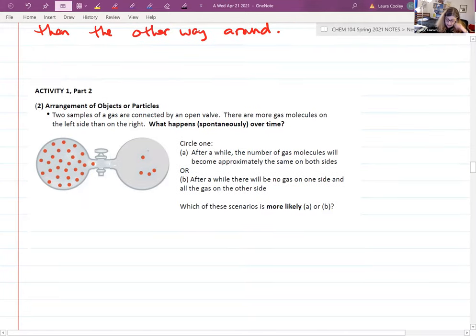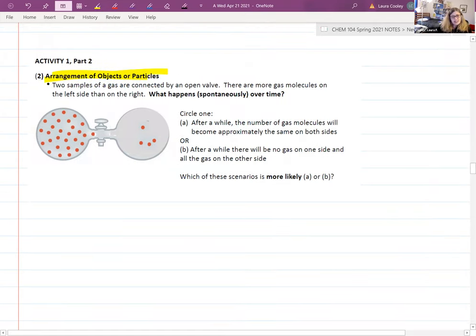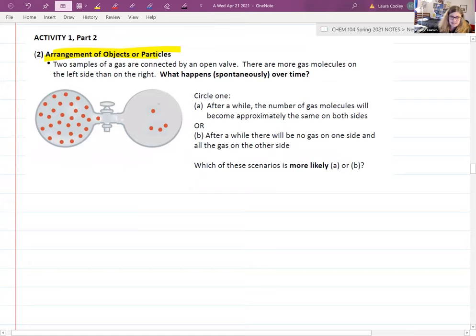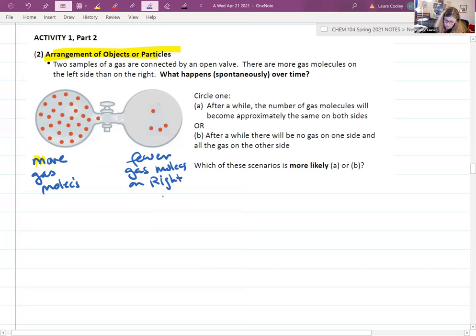All right. So anyway, now I'd like to talk about arrangement of objects or particles, because this is another way of thinking about entropy. Here's a kind of cute example. Let's say we have two samples of a gas connected by a valve, and the valve is open. On the left, we have more gas molecules, and fewer gas molecules on the right. So there are two choices here.